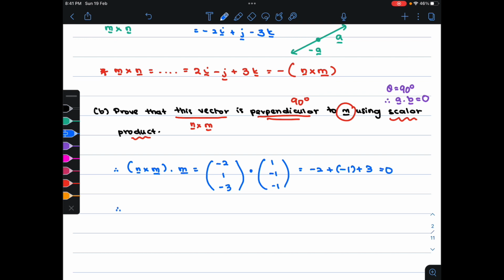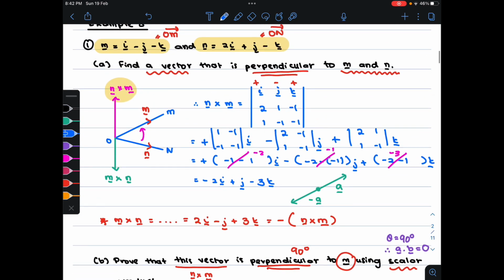Therefore, we can make the conclusion that since the scalar product of this vector and m is 0, therefore the vectors n cross m and the vector m are perpendicular. And we can see from the sketch itself that this vector n cross m is actually 90 degrees to our vector m.